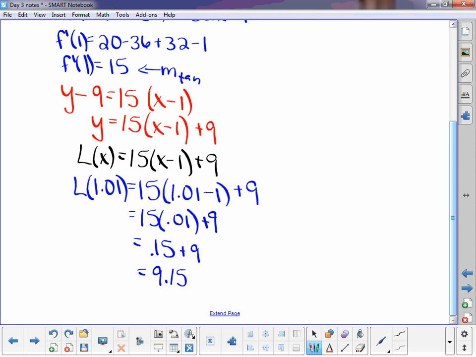Okay, so now just to round it out, let's go ahead and present it in a nice orderly fashion because it said to estimate f of 1.01. So I want to say f of 1.01 is approximately 9.15.